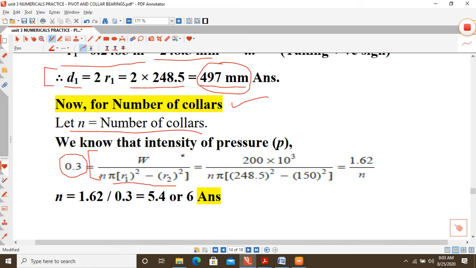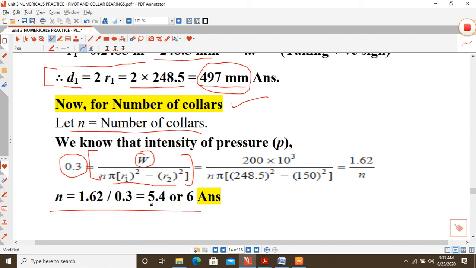Putting the values here, W is known to us, that is 200 into 10 raised to the power 3, given. R1 and R2 we have calculated. Pi we already know, it is given in the scientific calculator, or you can take it as 22/7 or 3.14, whatsoever. So solving this, it comes out to be 1.62 upon n equals 2.3. Solving, we will get n equal to 5.4.